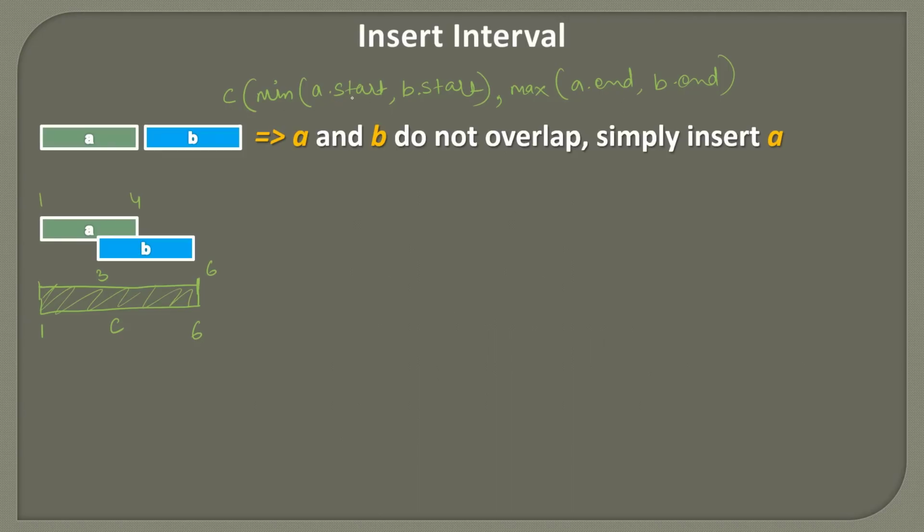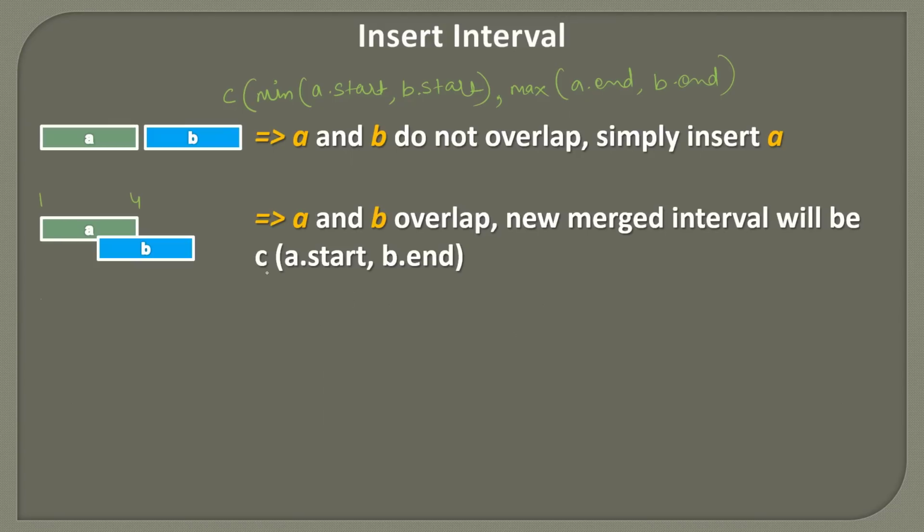Minimum of A dot start and B dot start. A dot start is 1, B dot start is 3. So minimum is 1, and C's end will become max of A dot end and B dot end. A dot end is 4, B dot end is 6. So C's end will become 6. So this interval will expand from 1 to 6. So C becomes A dot start, which is this, and B dot end, which is this.